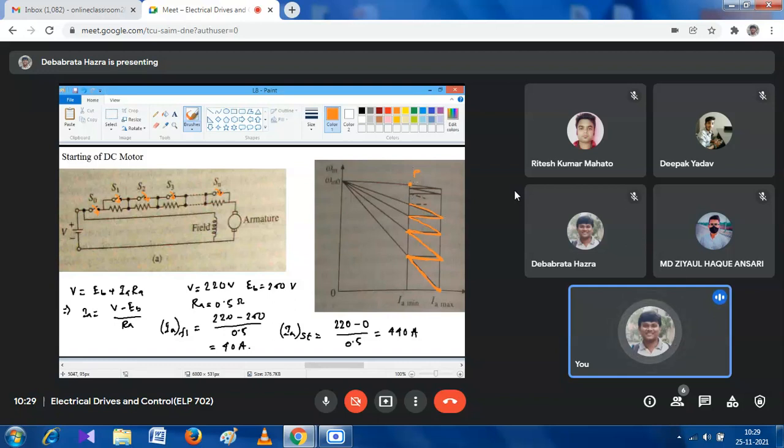The final point should be P, which is... have you understood? Yes, sir. Have you understood or not?